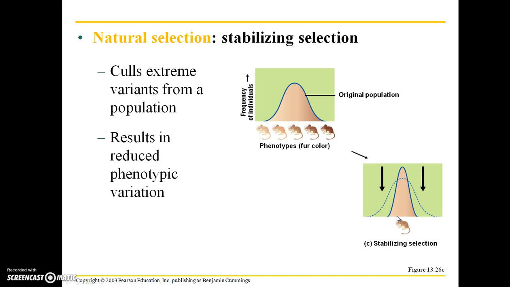variations in that population. And again, this fur color example is just an example. Stabilizing selection, directional selection, and disruptive selection can all work on different traits, not just fur color.